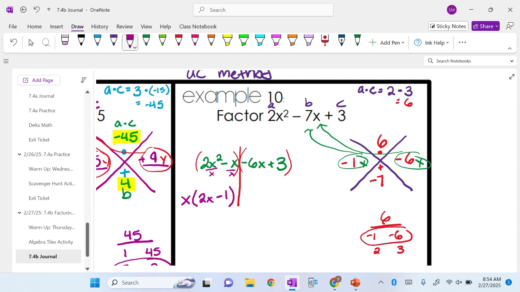What's the GCF of that second group? 3. So if we pull a 3 out, divide both these by 3, we would get -2x plus 1. Now, remember what I said about grouping. What's the most important thing about grouping to know if we did it correctly?